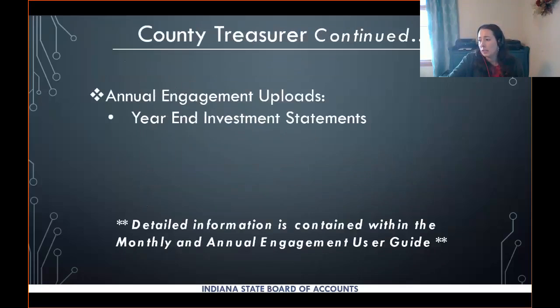At the end of the year, the county treasurer has an annual upload as well that they need to do. And this is your end of the year investment statements. Any investments that you have out there, you should have some sort of statement at year end so we can upload and see what the balance of those would be. Okay. All right, let's move to, I believe, clerk.